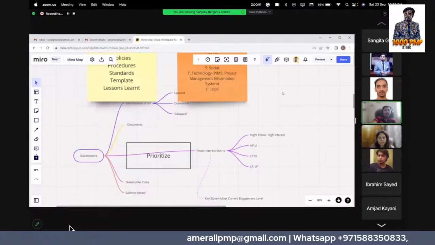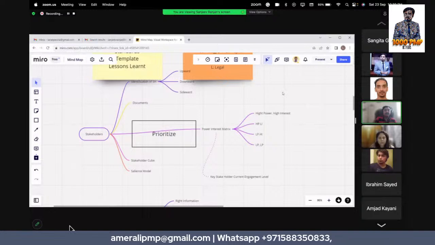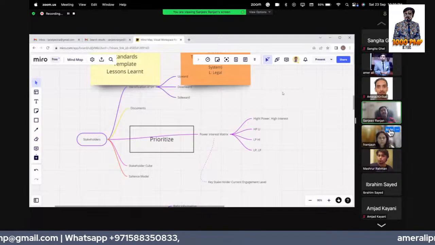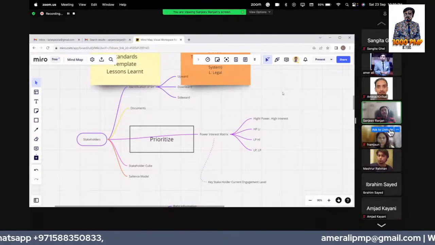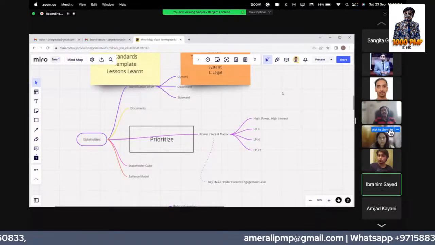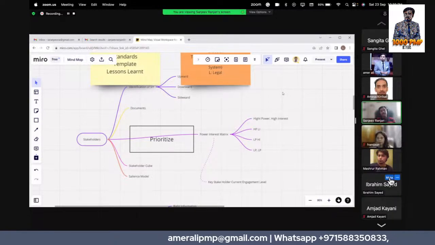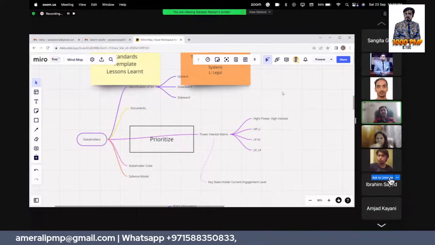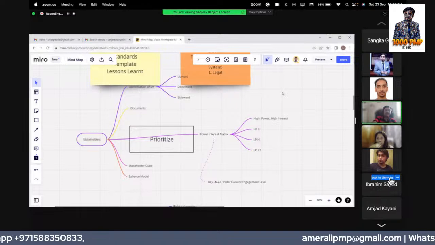Stakeholder. We first identify the stakeholders, whether they are upward, downward, or sideward. Then we have the power interest matrix. We prioritize with the power interest matrix: high power high interest, high power low interest, low power high interest, and low power low interest. Then we have the stakeholder cube and the salience model.